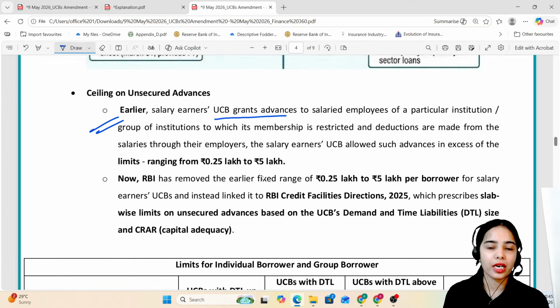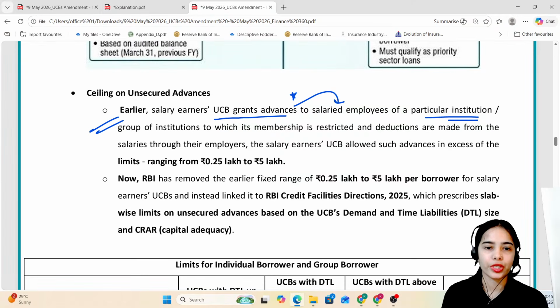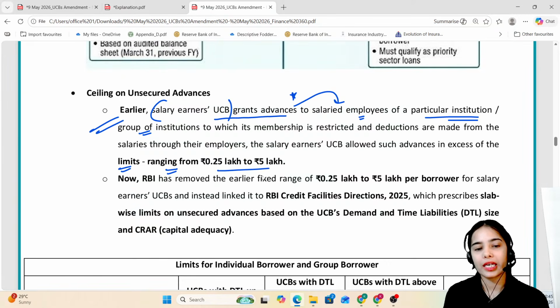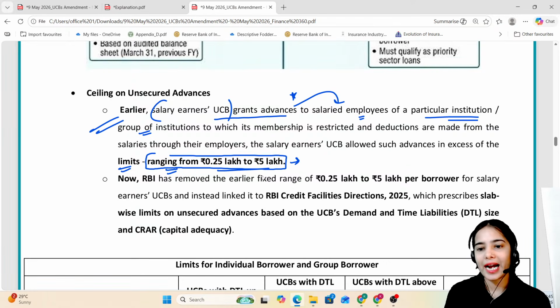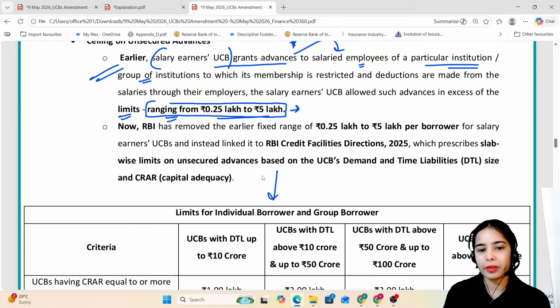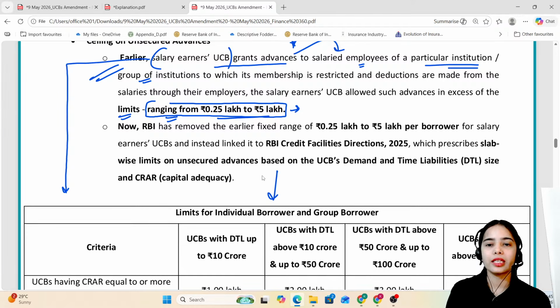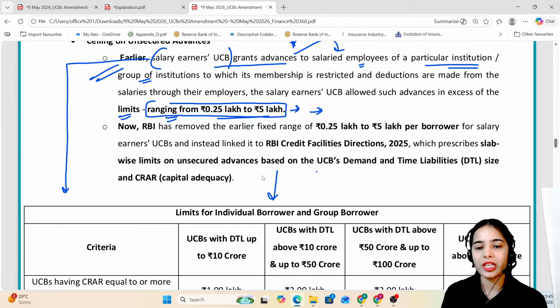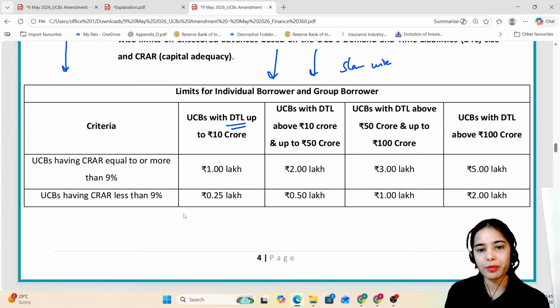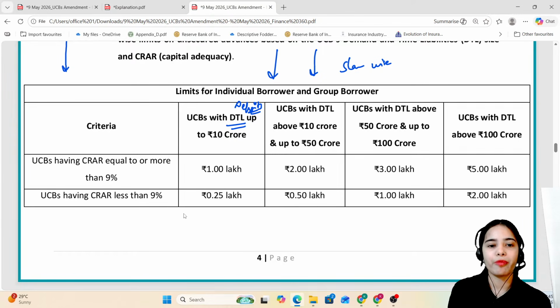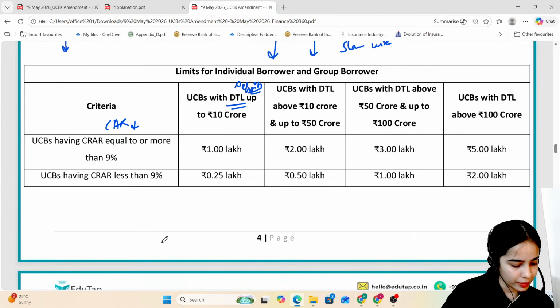See, earlier the salary earner UCBs granted advances to salaried employees of a particular institution or group of institutions, and the limits ranged from 0.25 lakh to 5 lakh. Now RBI has removed the earlier fixed range of 0.25 lakh to 5 lakh and replaced it with slab-wise limits. These slab-wise limits are determined on the basis of the demand and time liabilities, that is the deposits of the urban cooperative bank, and the capital adequacy ratio of the urban cooperative bank.